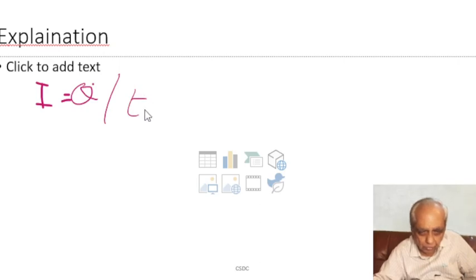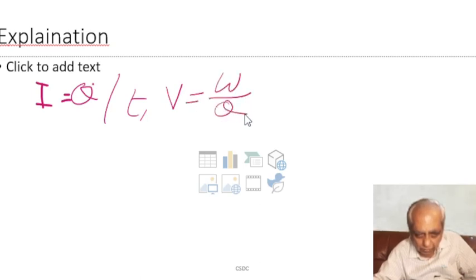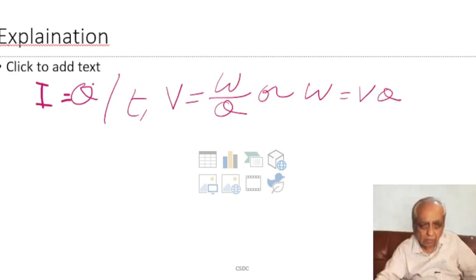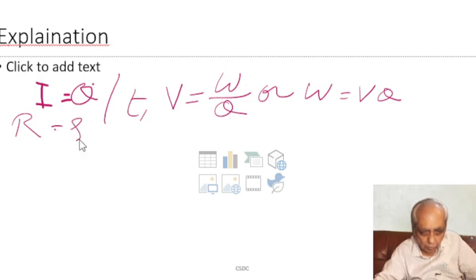Then we derived what is potential or potential difference. V is equal to work done per unit charge, so W is equal to VQ. These are the formulas. Then for resistance, R is equal to rho L upon A, where rho is called specific resistance, L is the length of the conductor, and A is the area of cross section.